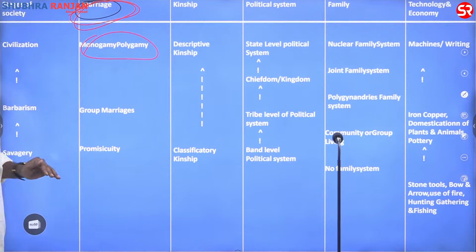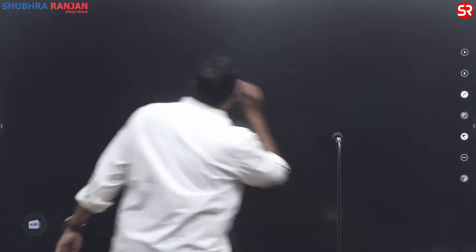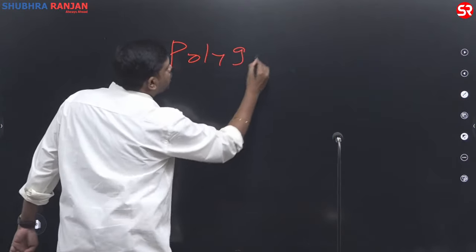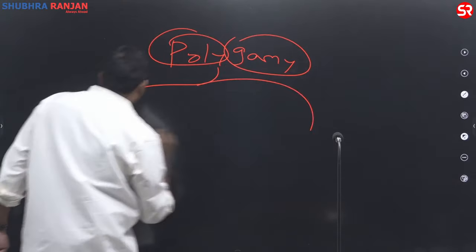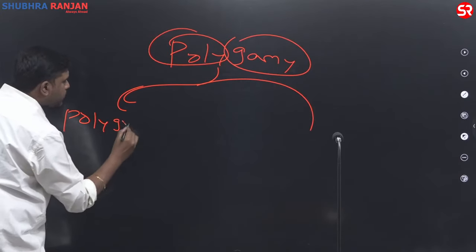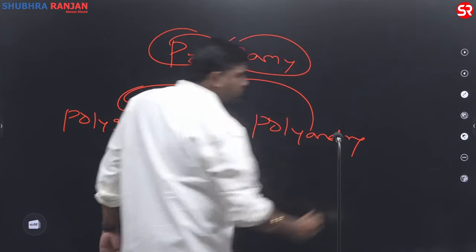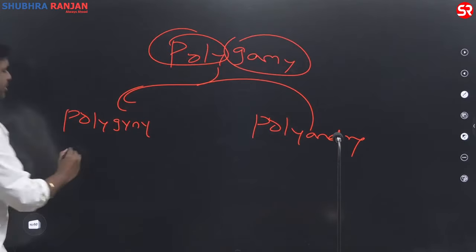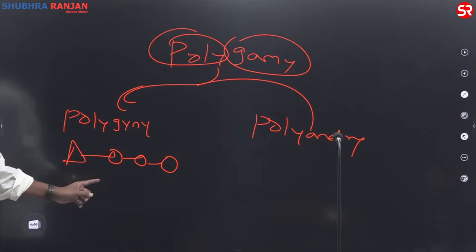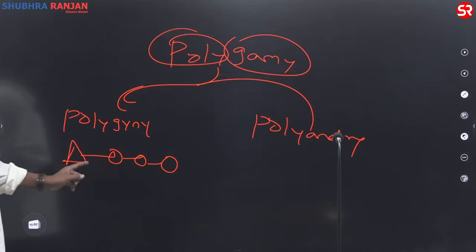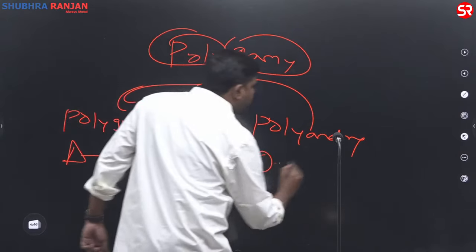Polygamy means multiple marriages. Poly means multiple, gamy means marriage. It is of two kinds. One is called polygyny, another is called polyandry. Gyny means multiple women. Polygyny means multiple wives. Andry means men. Polyandry, one woman marrying multiple men.